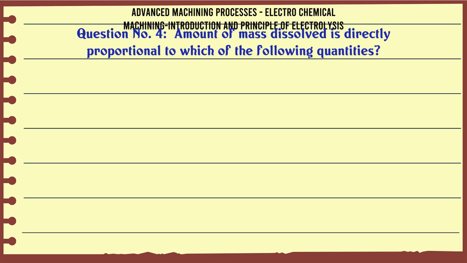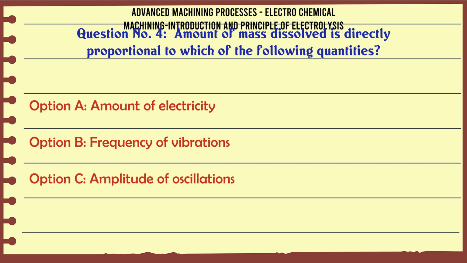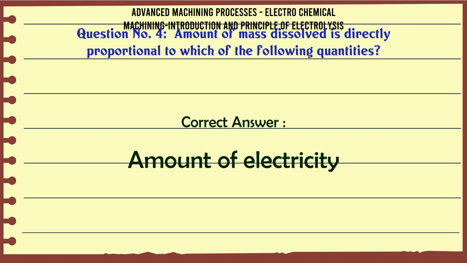Amount of mass dissolved is directly proportional to which of the following quantities? A. Amount of electricity, B. Frequency of vibrations, C. Amplitude of oscillations, D. All of the mentioned. The correct answer is amount of electricity.